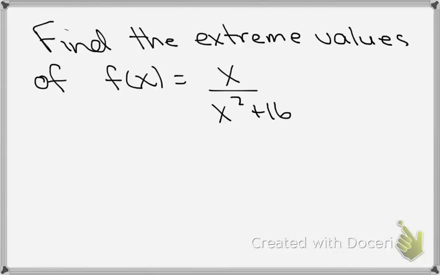Here's an example of how you find the extreme values of a function on an open interval. In essence, we've been asked to find the extreme values of f of x equals x over x squared plus 16, and they gave us no interval, so we're going to assume that's from minus infinity to plus infinity. As normal, the first thing we need to do is differentiate this function and find any critical values.